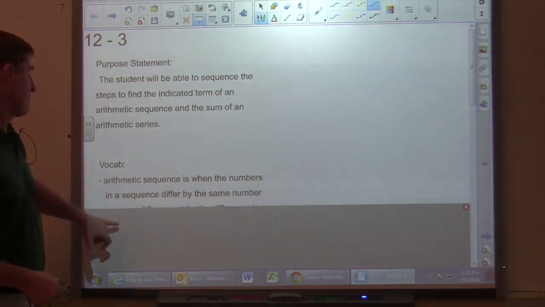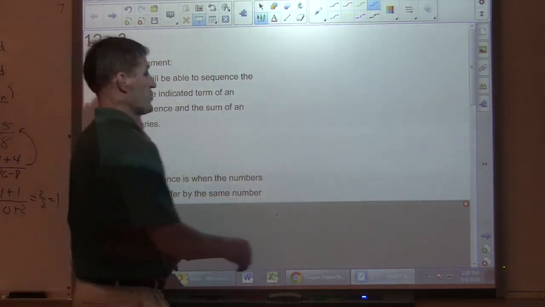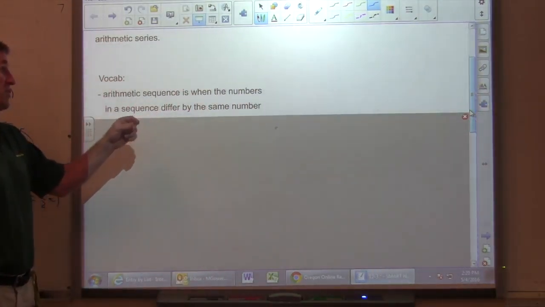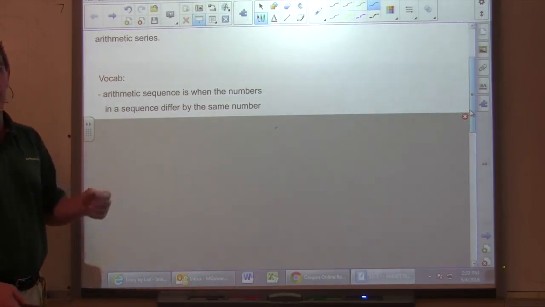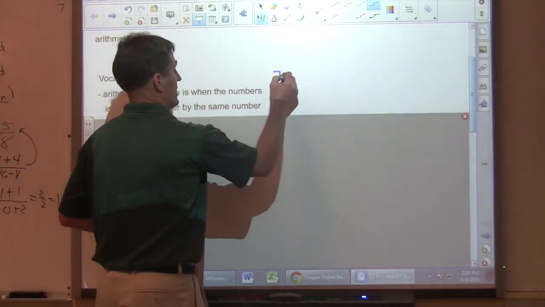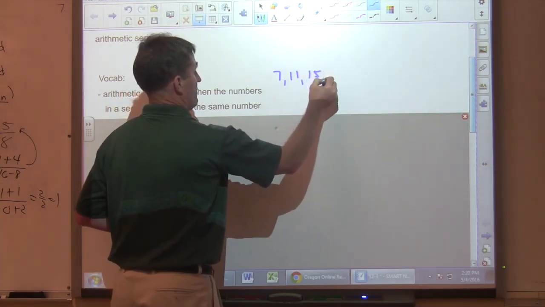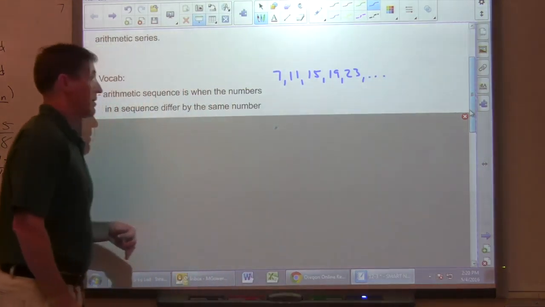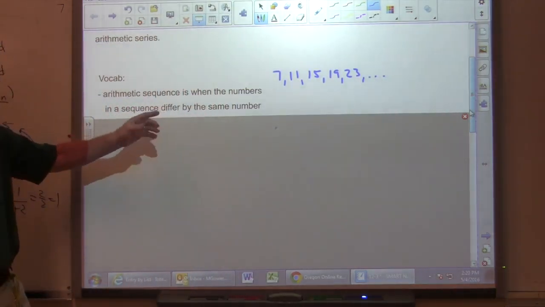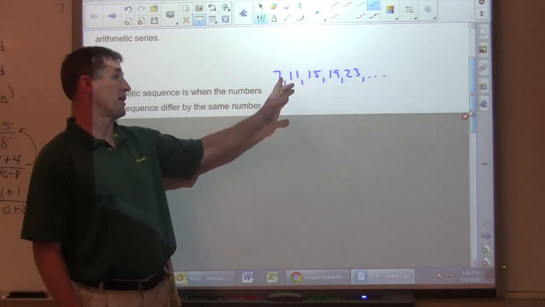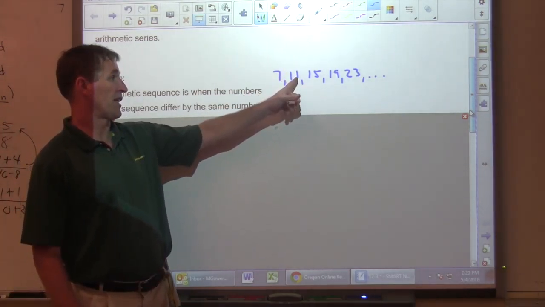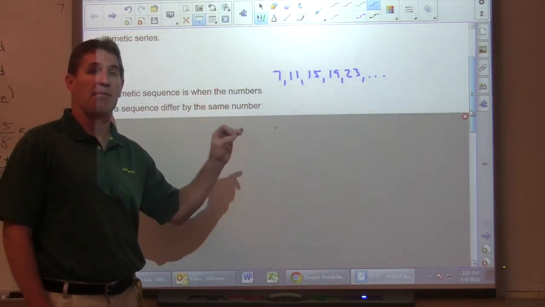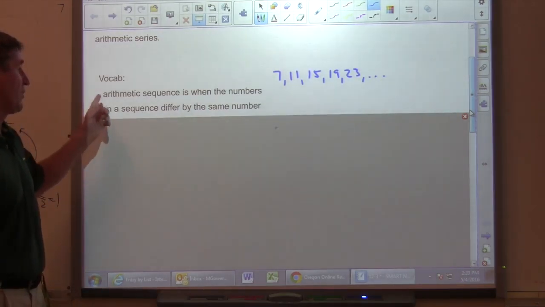So our vocab, the first one, an arithmetic sequence is when the numbers in a sequence differ by the same number. So an example would be 7, 11, 15, 19, 23, where it goes up the same every time. This is an arithmetic sequence because I add 4 to 7 to get 11, add 4, add 4, add 4. As long as it's increasing or decreasing by the same number every time, then it's what's called an arithmetic sequence.